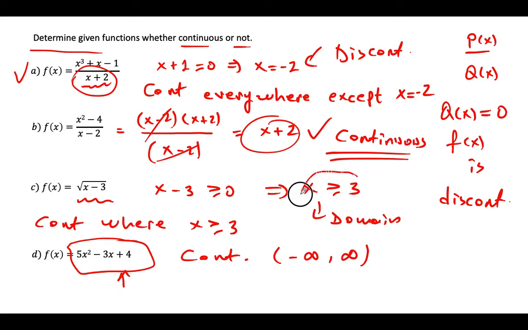Here x is greater than or equal to 3, everywhere continuous, but except this. For example, if you take x is 2, it will be undefined. Since it will be undefined, it will be discontinuous. Simply, if the function is undefined, it is discontinuous. If it is defined everywhere, it is continuous everywhere.